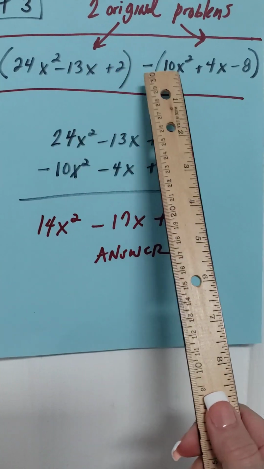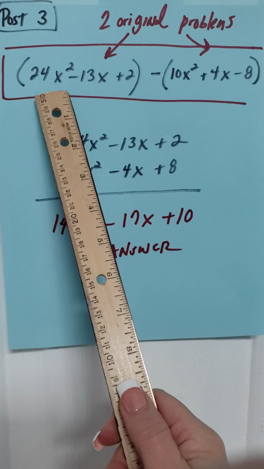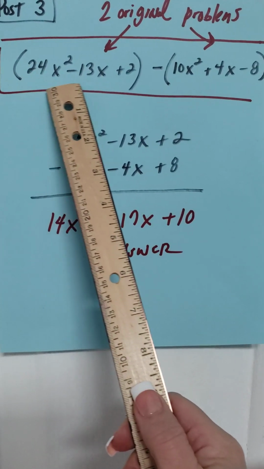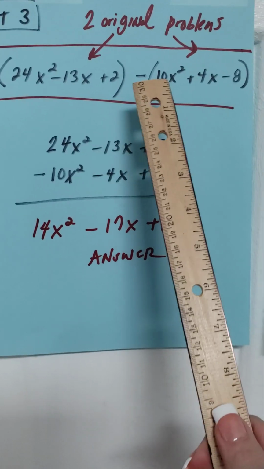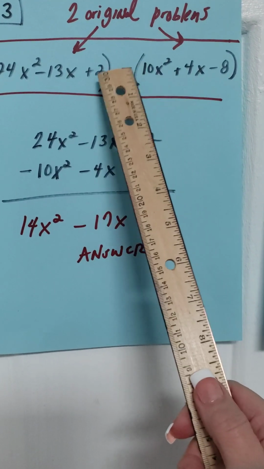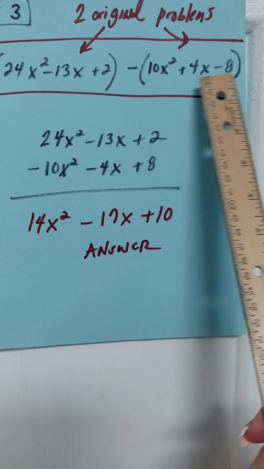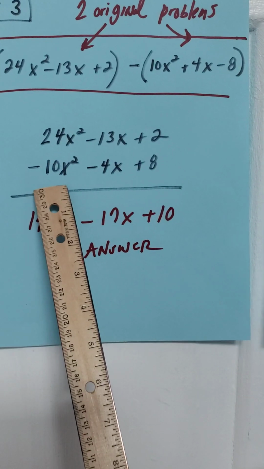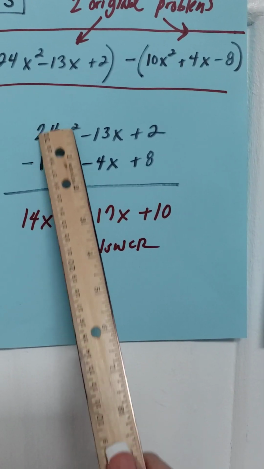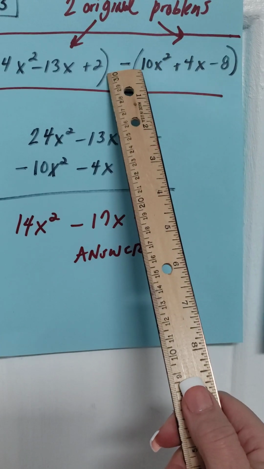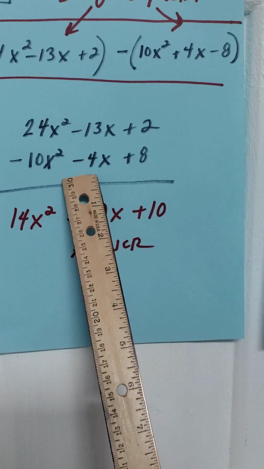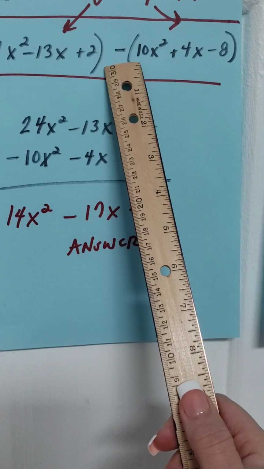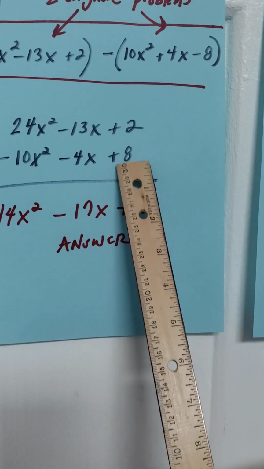When you subtract, the reason I put this in parentheses is that we're going to bring down this first one, 24x squared minus 13x plus 2, exactly as we see it. Then subtracting means it's like multiplying everything by -1, so all of the signs in here are going to change. -1 times 10x squared becomes negative 10x squared. Notice I'm lining it up right with the other x squared. -1 times a positive 4x is my negative 4x, and I'm lining it up with the other single x. And lastly, a -1 times a -8 is a positive 8.